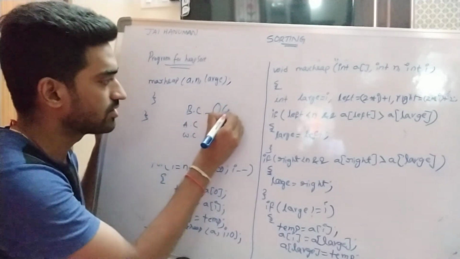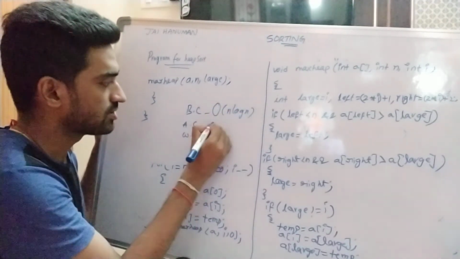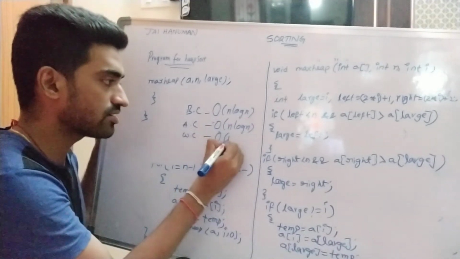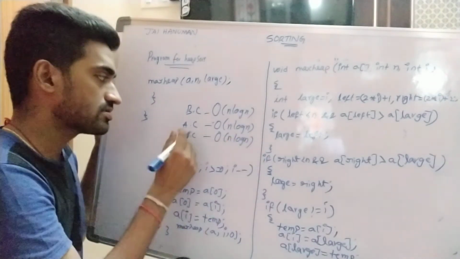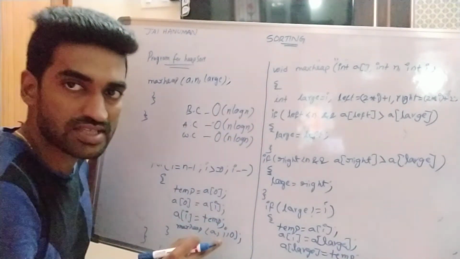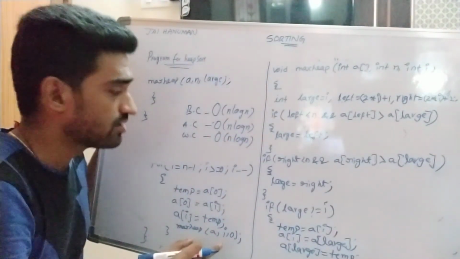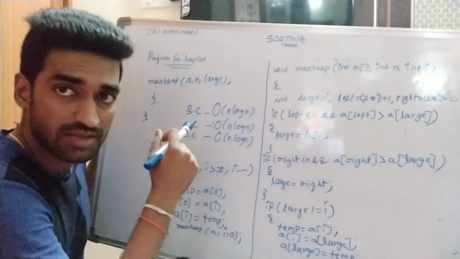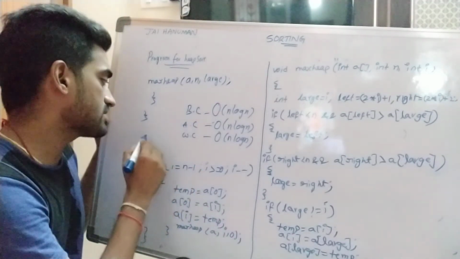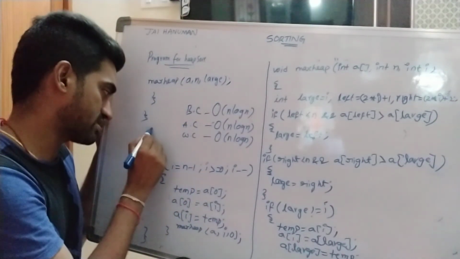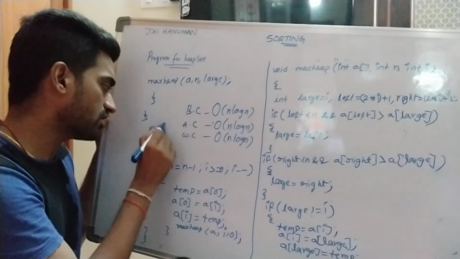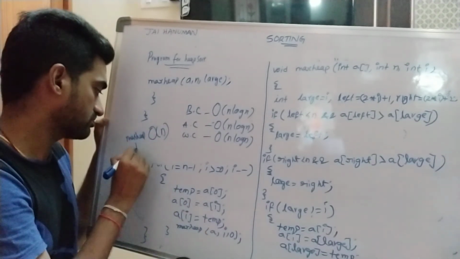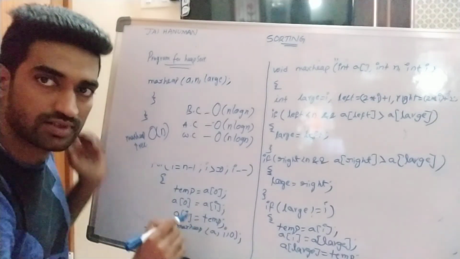And one more thing, the time complexity for the heap sort mechanism in best case, average case and worst case is order of n log n, order of n log n, as well as order of n log n. So these are the time complexities in terms of best case, average case, worst case. And in this concept we are constructing a max heap tree. What is the time complexity for the construction of a max heap tree? Order of n. So this is the time complexity for max heap tree construction, right?